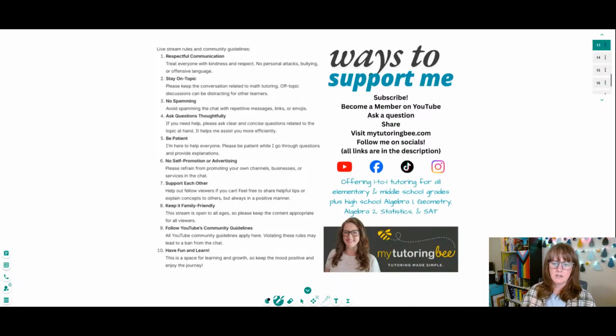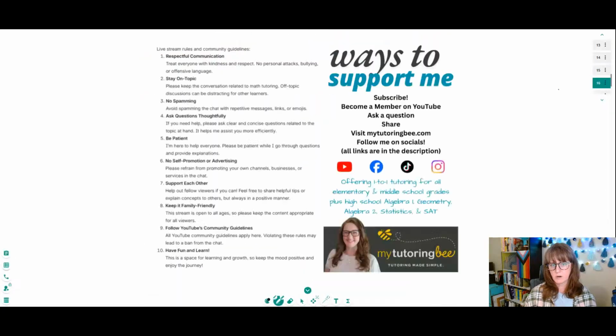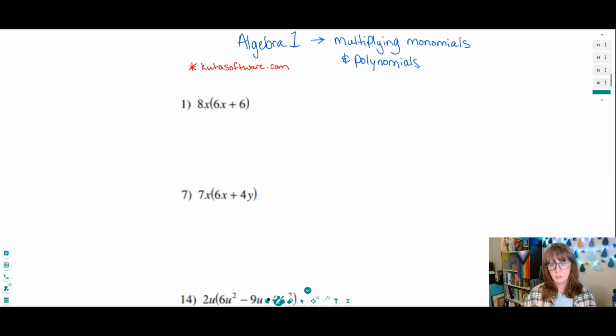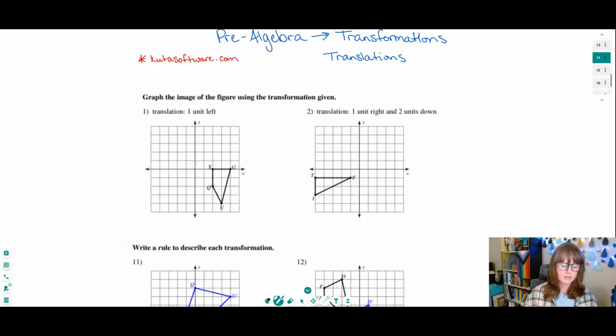And we're going to get started on some pre-algebra and algebra 1 skills for today. I kind of mixed things up for today. The students that I've been working with recently in pre-algebra, I've been doing more with transformation, so I wanted to include that in my lesson for today. And then in algebra 1, we are going to be working on multiplying monomials and polynomials, and then also factoring. So that's what's coming up later on. I'm going to try to spend about 20 minutes on each subject.